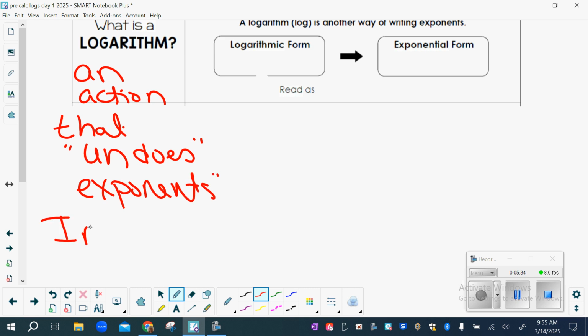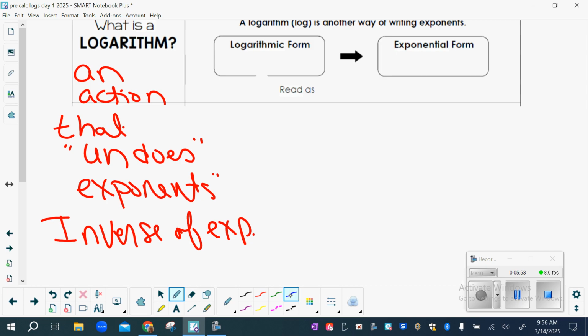It's the inverse of exponents. So if we can take something to a power, we can undo that by logging it, taking the logarithm, right? Here comes the important part though. So here we go, write this down underneath.